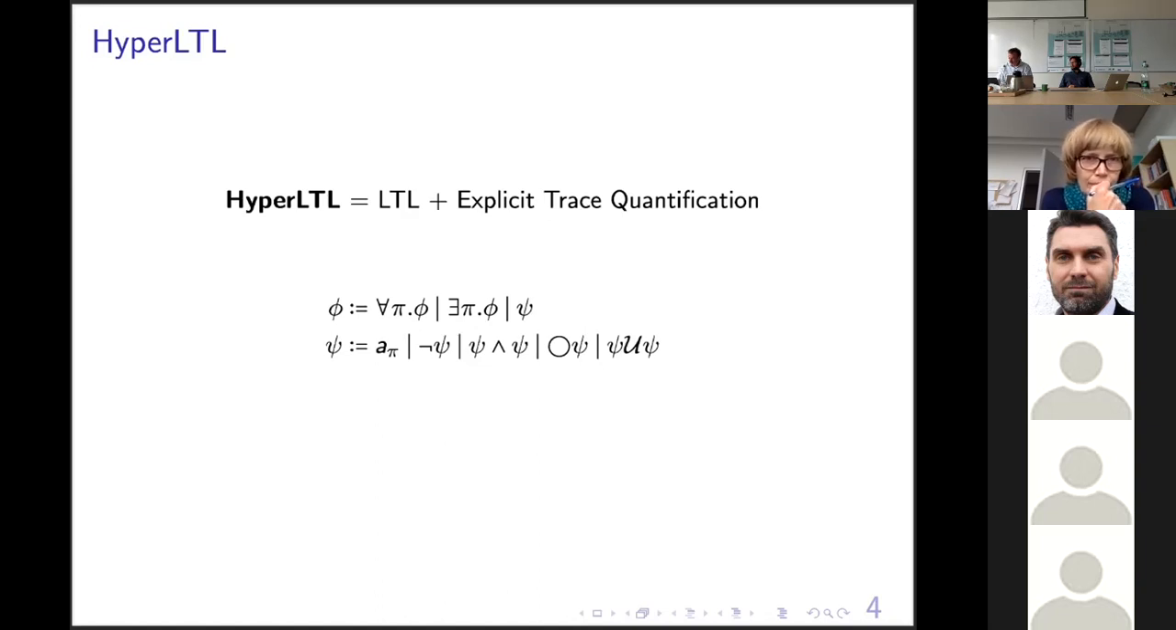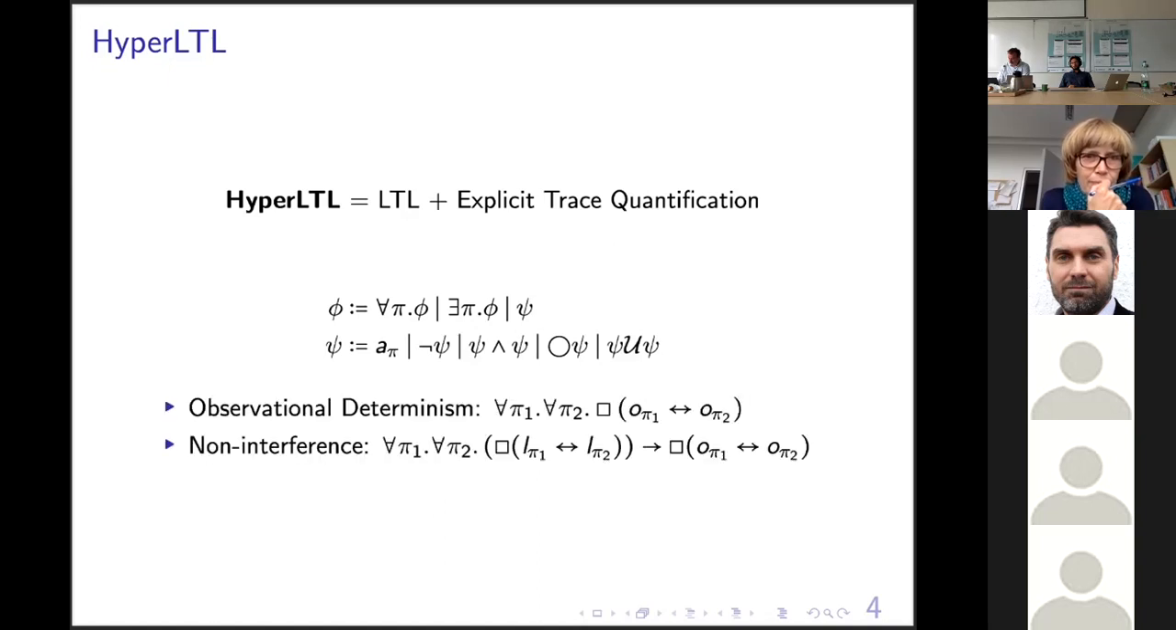And in this logic, because we can explicitly quantify over traces, we can express hyperproperties. For instance, we could express observational determinism as the following property. Well, for all two traces pi1 and pi2, the output proposition on all of these traces should be identical at all times. And similarly, we can express a notion of non-interference where we ask for any two system traces, if their low input agrees at all times, so should their output. So this is a very powerful logic for expressing such hyperproperties. Its model checking is fully decidable, and it has been studied extensively.